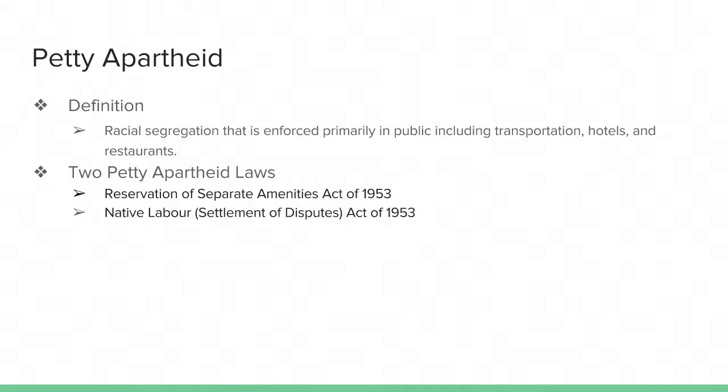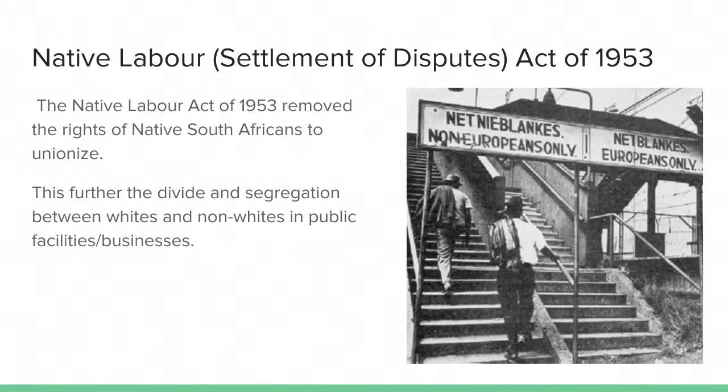Two examples of petty apartheid laws that I found in South Africa were the Reservation of Separate Amenities Act of 1953 and the Native Labor Settlement of Disputes Act of 1953. Both of these laws encouraged segregation in public places or facilities, including privately owned businesses. So the first act that I investigated was the Native Labor Settlement of Disputes Act of 1953.